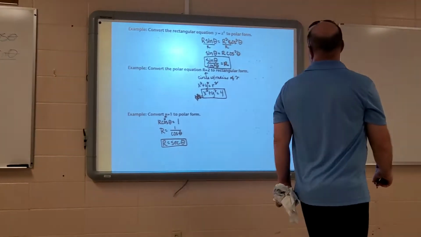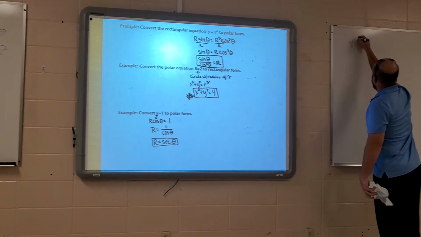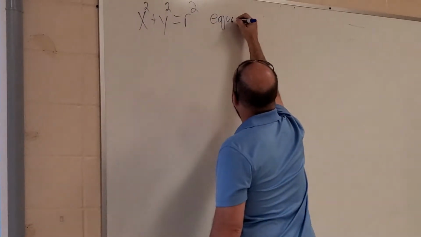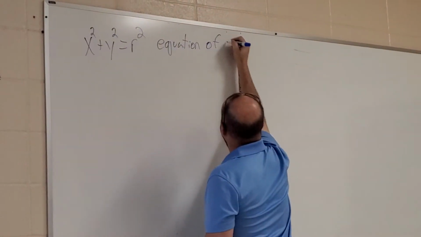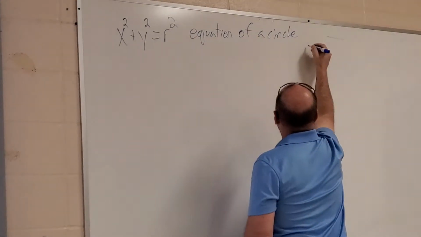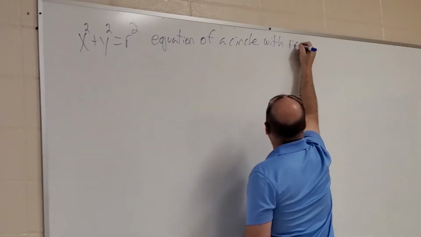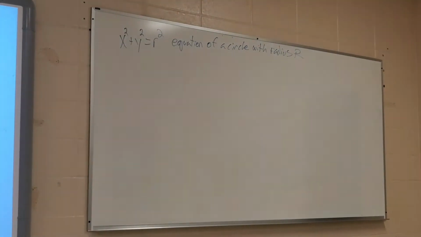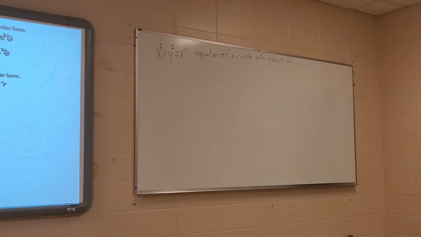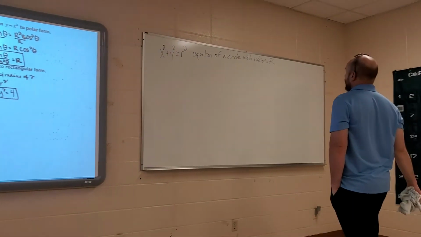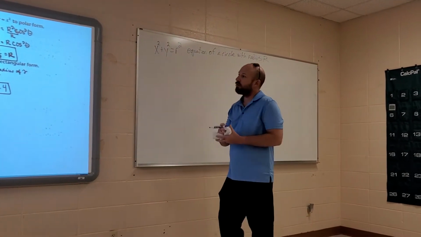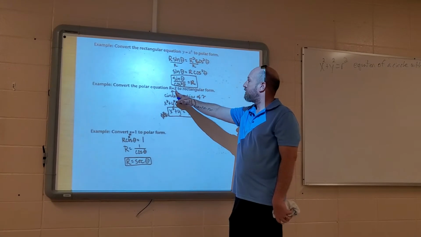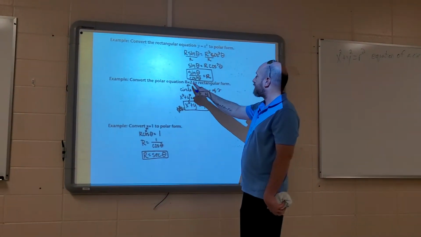Okay, so I believe I gave you this already. So x squared plus y squared equals r squared is the equation in rectangular form of a circle with radius r. Well, if you look at the second equation, it says, hey, the radius is 2. So it's a polar equation with the radius of 2.